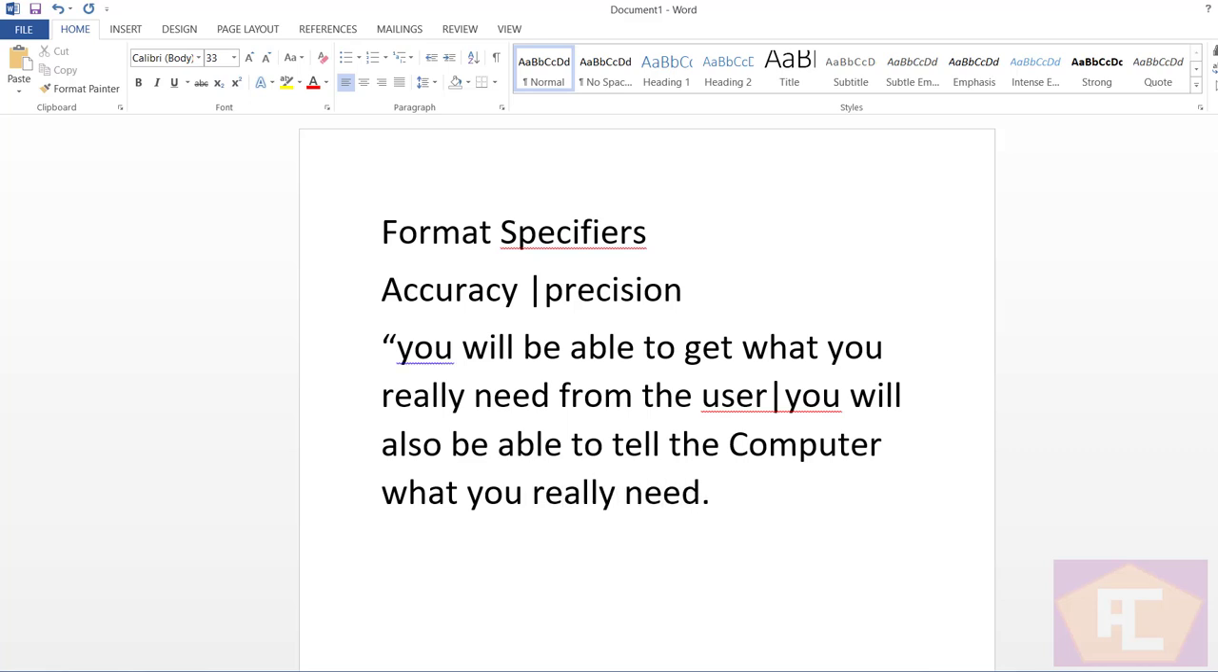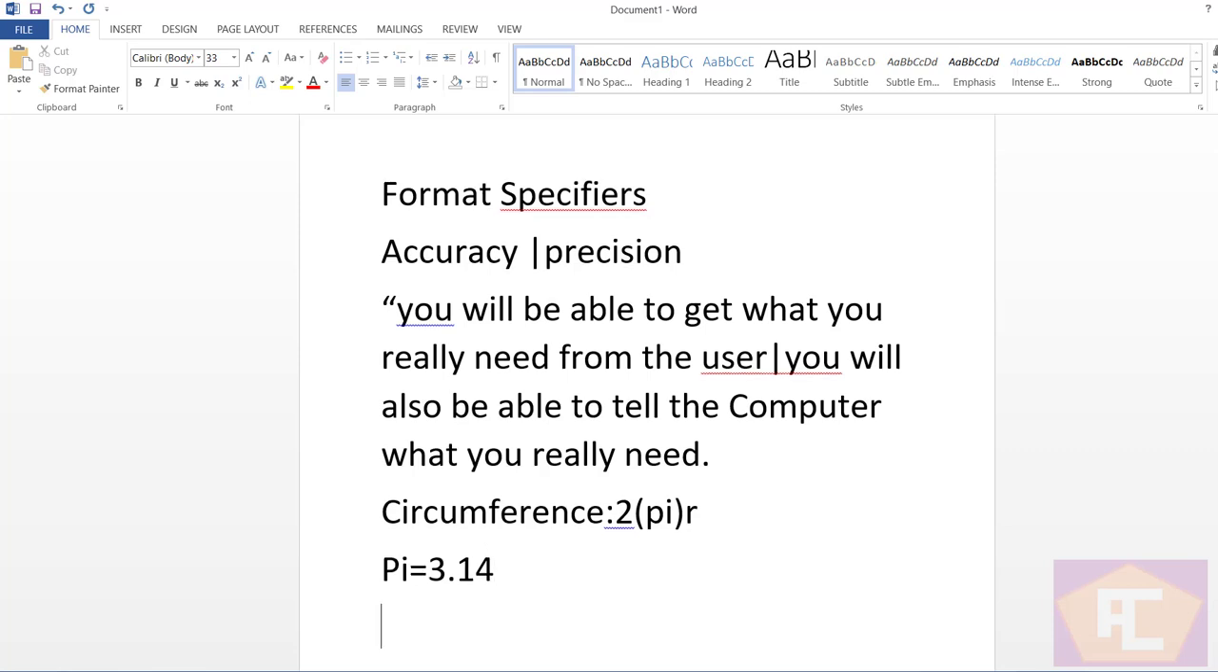Now, having said that, let me give you an example. Given a question, you are expected to find the circumference of a circle. Now, you know the formula to be 2 pi r. Now, pi has a value of 3.14, and using this you can find the circumference of the circle. But what if they ask you to take the value of pi as 3.14285? In that case, the answer that you will be getting will be different.